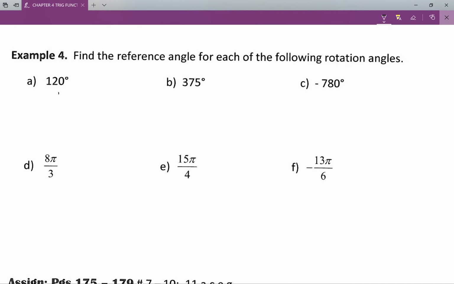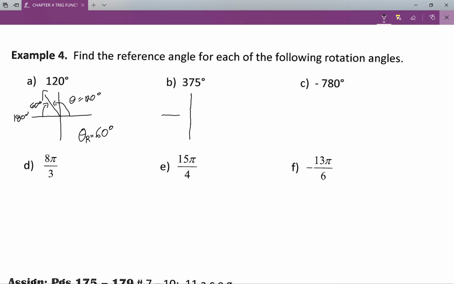So 120 degrees. Well, 120 degrees goes beyond 90 and it reads up to right there. So we get theta equals 120 degrees. We know that this is 180 degrees. So I read the angle from my x-axis back to where the terminal arm is, and that would give me 60 degrees. So that means that my theta reference would be equal to 60 degrees.